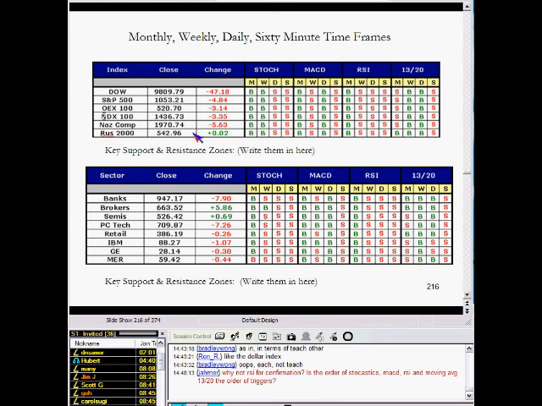Okay, and then in addition to those key indexes, I also like to look at some key sectors. I like to look at the banks, the brokers, the semis, hardware, and then retail. And there's other sectors you can look at. I just like to always look at those. And then I like to look at key stocks. IBM, General Electric, and Merrill Lynch are three key stocks that I like to see. Are these stocks rolling over, or are they being bought, and so on and so on.